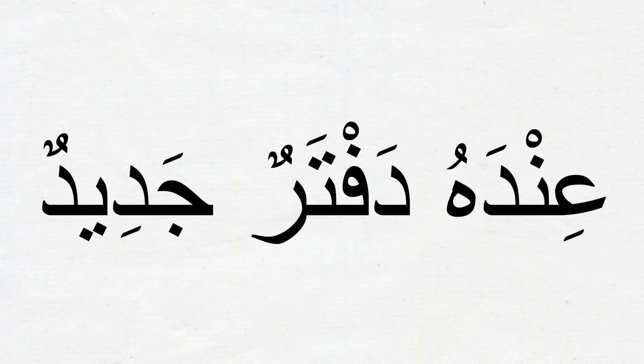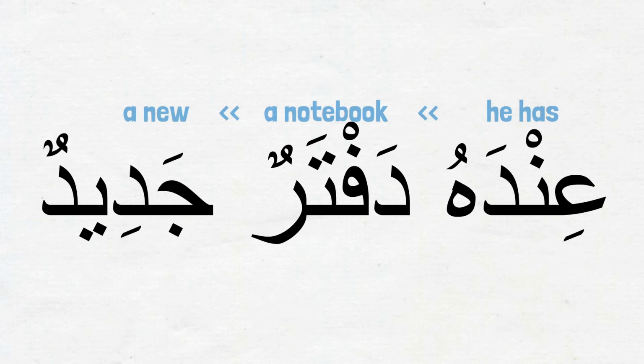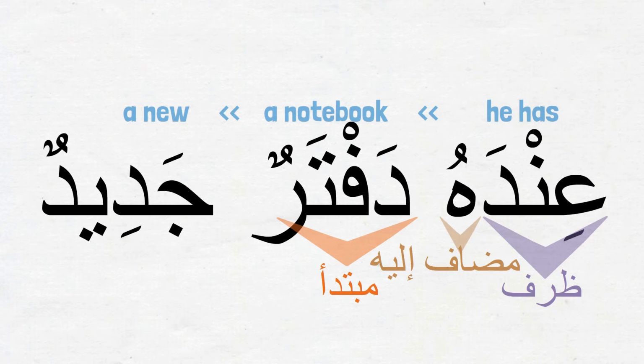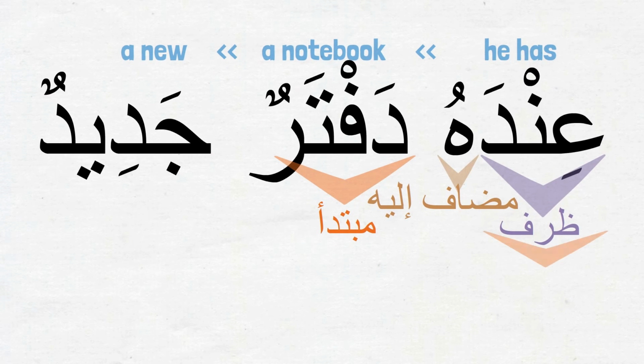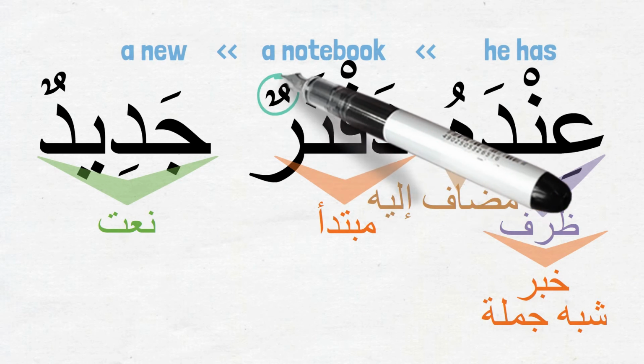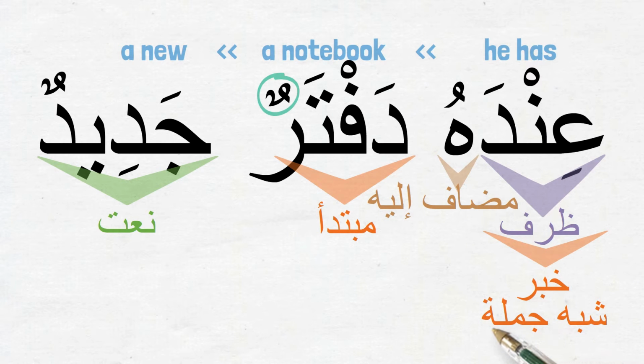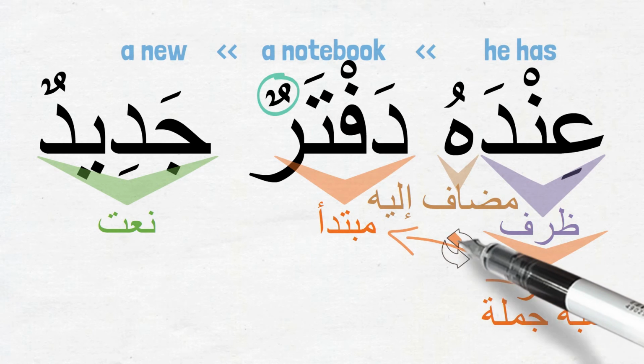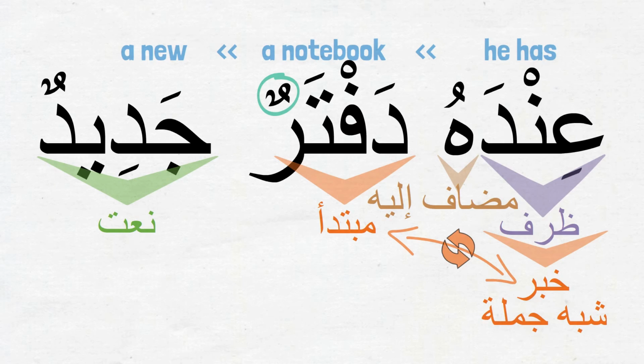Let's look at another example sentence. عنده دفتر جديد. He has a new notebook. What do you think is the مبتدأ here? دفتر, right? That is why it is مرفوع. And عنده is a combination of ظرف عند and the مضاف إليه هو. The خبر is the ظرف عند and it is شبه جملة type خبر. جديد is the نعت for دفتر. Because the مبتدأ is nakira and the خبر is شبه جملة, we are seeing the order of the مبتدأ and the خبر switched in the sentence.